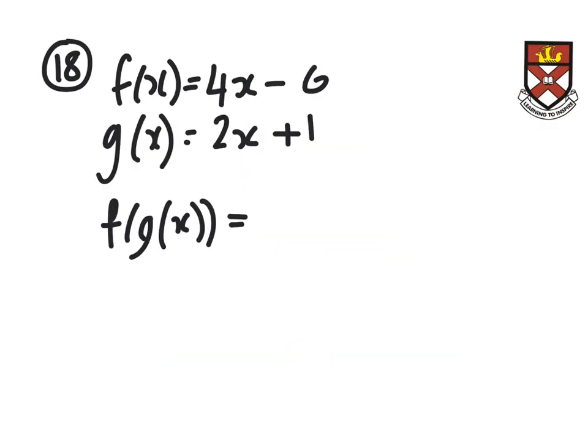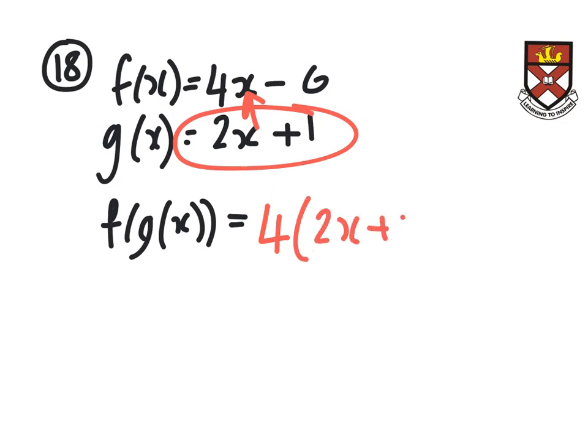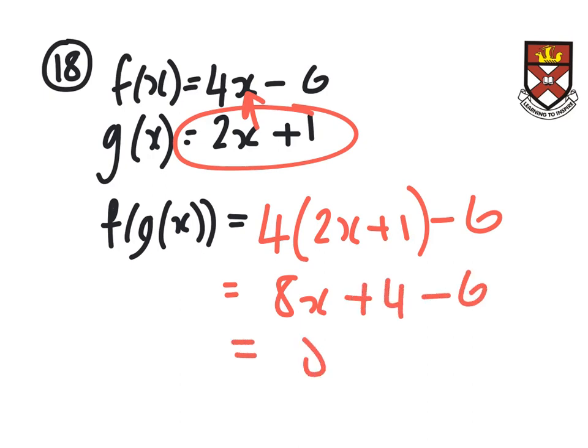And finally, f of g of x, so the g goes into the f formula, so that's 4 lots of 2x add 1, take away 6, 8x add 4, take away 6, 8x take away 2. Right, hopefully we got most of them right.